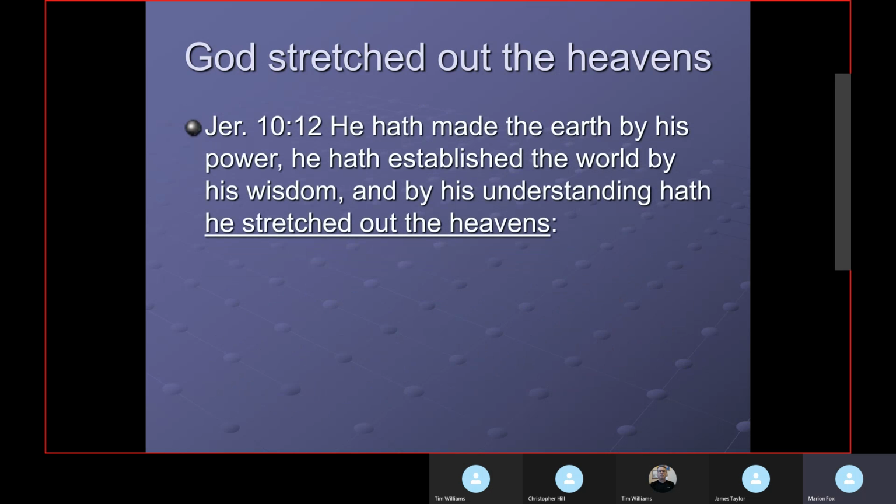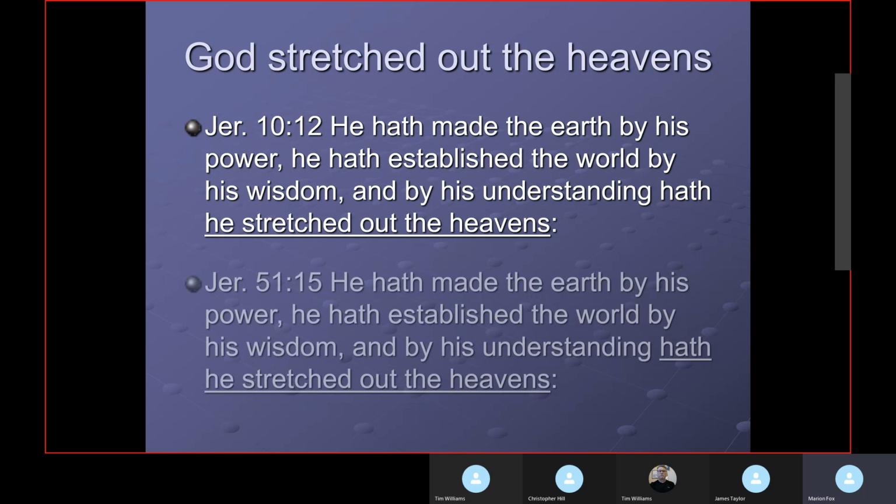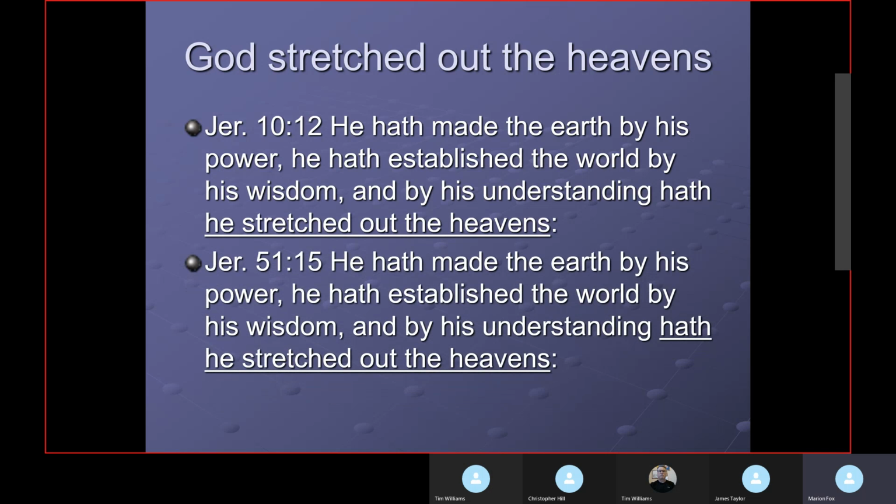Again, this term being used. Jeremiah 10:12 used it again: He hath made the earth by his power, he has established the world by his wisdom. This is talking about the creation. And by his understanding hath he stretched out the heavens. So the heavens were stretched out. In Jeremiah 51:15, he hath made the earth by his power, he hath established the world by his wisdom. Again, creation. And by his understanding hath he stretched out the heavens. Again, the heavens are stretched out.